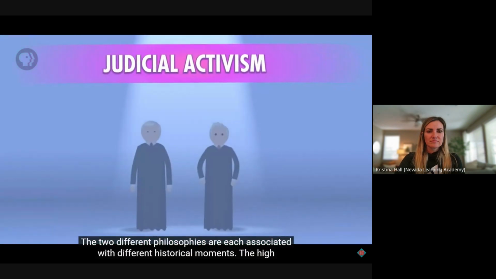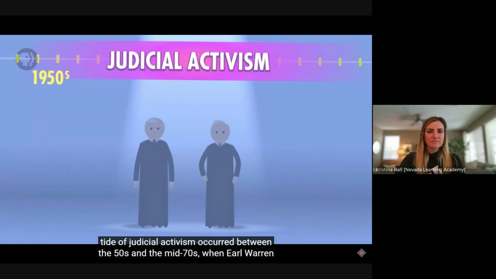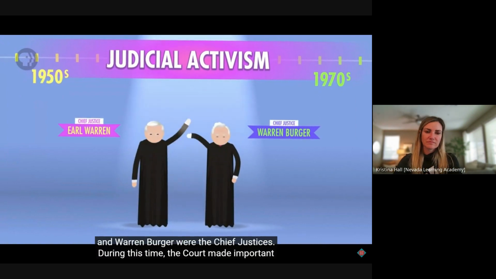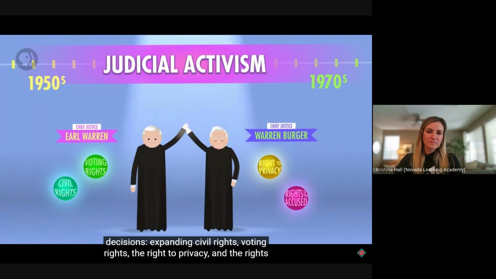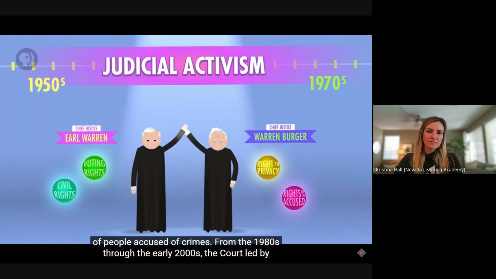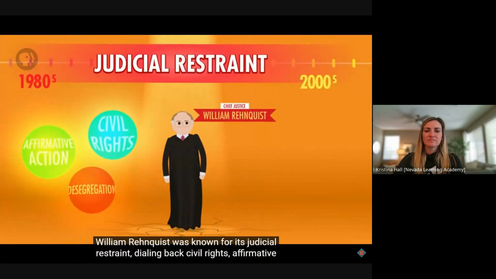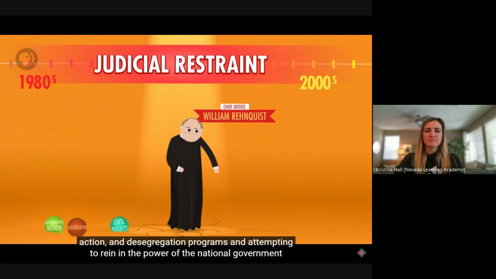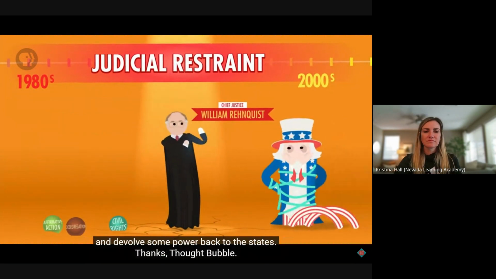The two different philosophies are each associated with different historical moments. The high tide of judicial activism occurred between the 50s and the mid-70s when Earl Warren and Warren Burger were the chief justices. During this time, the court made important decisions expanding civil rights, voting rights, the right to privacy, and the rights of people accused of crimes. From the 1980s through the early 2000s, the court led by William Rehnquist was known for its judicial restraint, dialing back civil rights, affirmative action, and desegregation programs, and attempting to rein in the power of the national government and devolve some power back to the states.